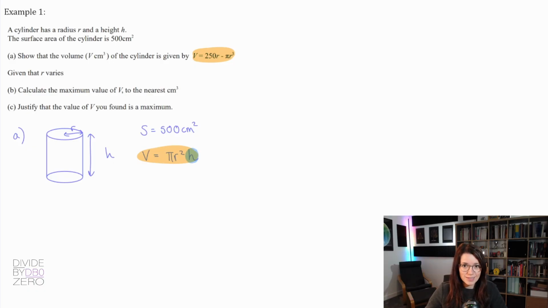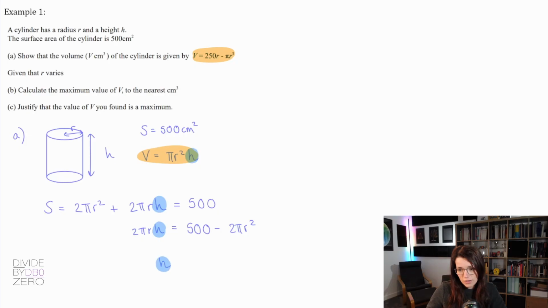The trick to this is we want to find an expression for the surface area and make it equal to 500 because that's the information we've been told. So generally for a cylinder, the surface area is going to be 2 pi r squared plus 2 pi r h. We're told that that's equal to 500 in this case. So that is where our h is going to come from. All we need to do now is rearrange that expression to make h the subject. So if we do that, h is still here. To get it on its own, we just need to divide through by 2 pi r.